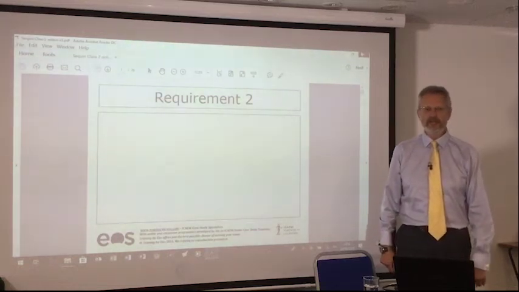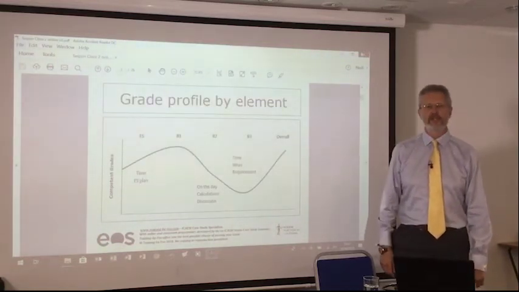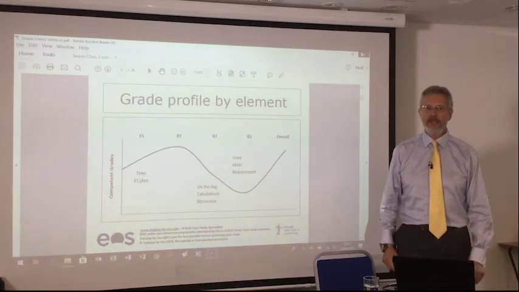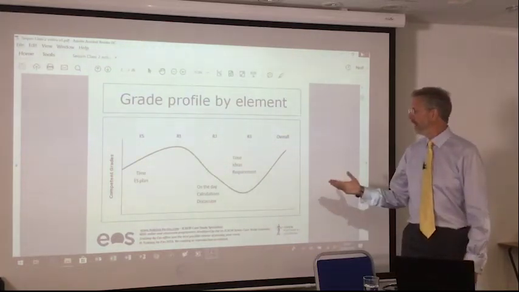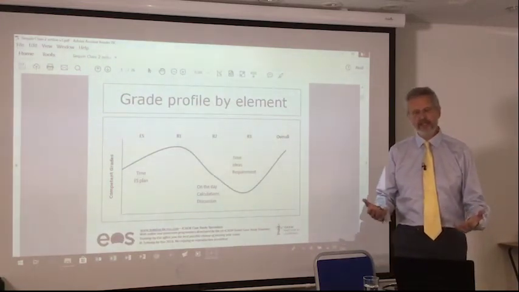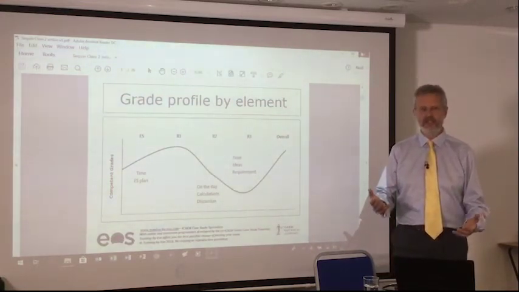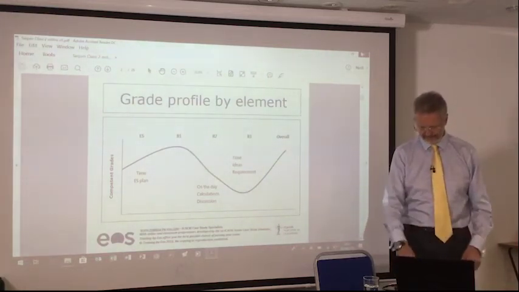We're going to spend some time today looking at requirement 2 because, as I said to you last week, I think it's the trickiest of the requirements. Not because it's the most difficult, but because you only get the information on the day, and you've got to do some calculations and some discussions. So it's pulling together all the different skills that you've got.